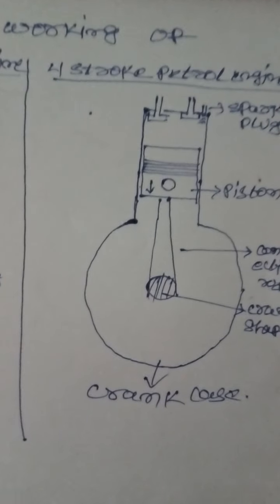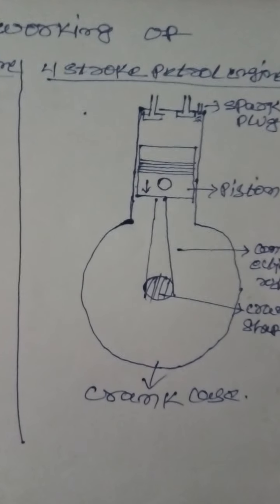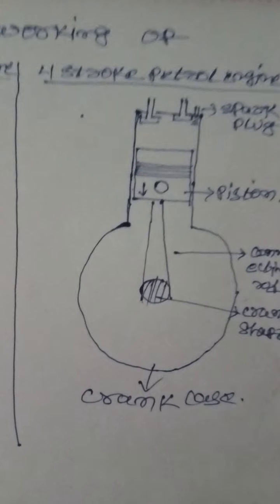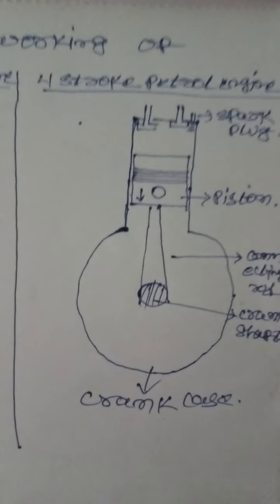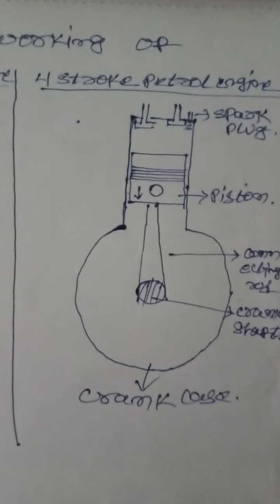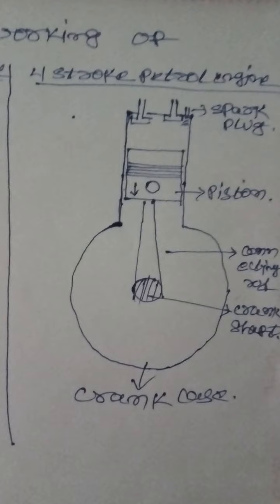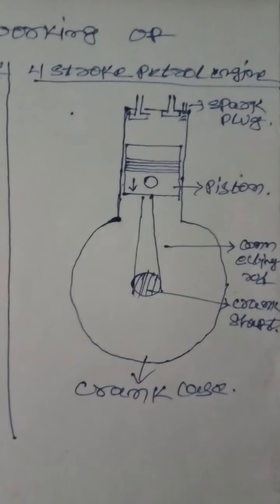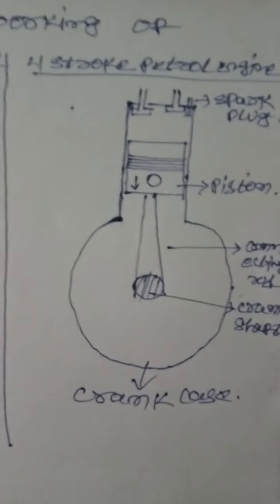Similarly, during the compression stroke, both the inlet valve and the outlet valve remain closed. At the end of the compression stroke, the ignition stroke occurs. That is, the compressed charge comes in contact with the spark produced at the spark plug, and at last, during the exhaust stroke, the outlet valve opens and the gases are liberated.